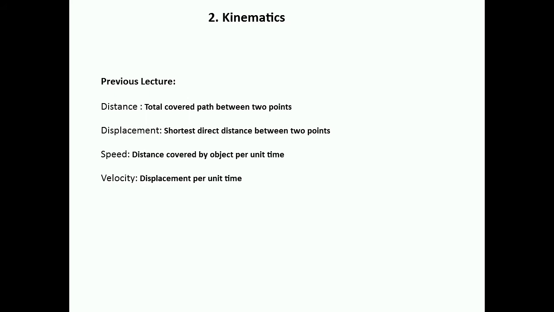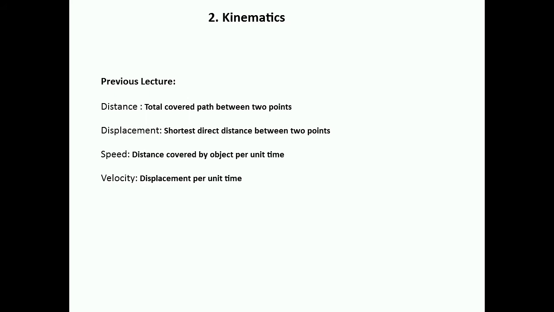So the first definition is distance. Distance is the total path covered between 2 points. It is a scalar quantity. Next is displacement, the shortest direct distance between 2 points. Direct means it needs a direction, so it is a vector quantity.